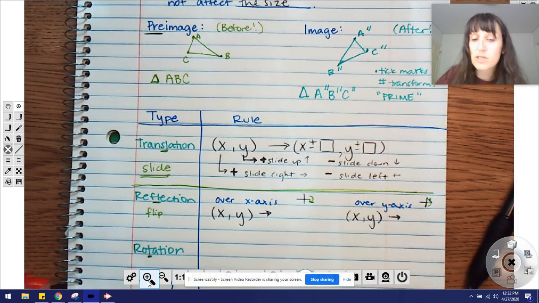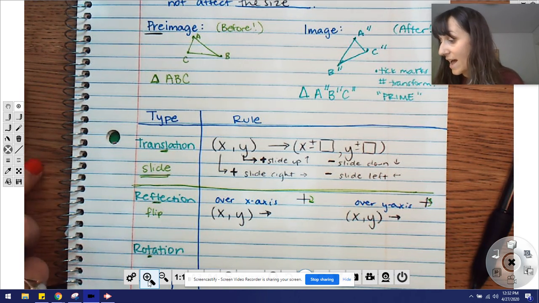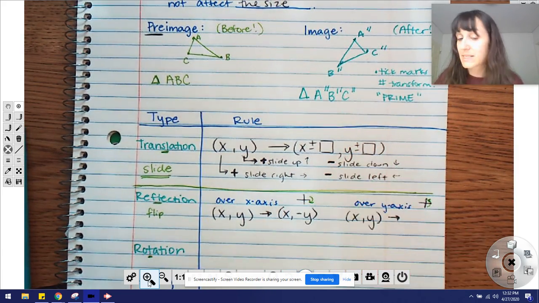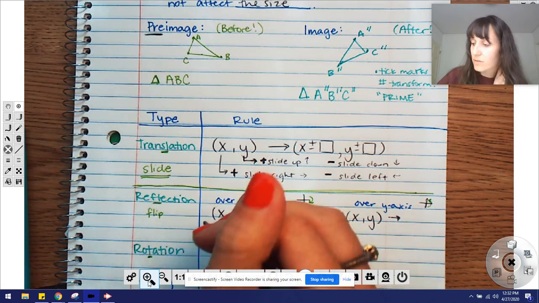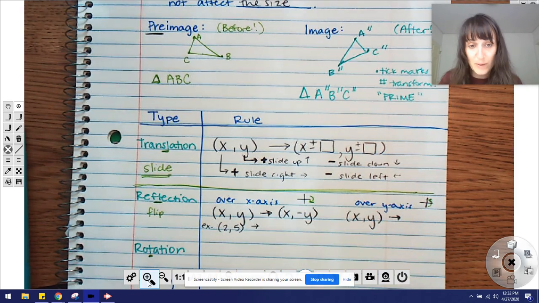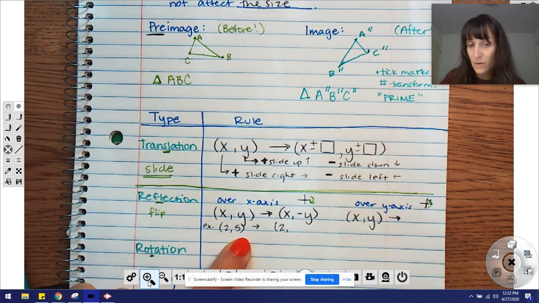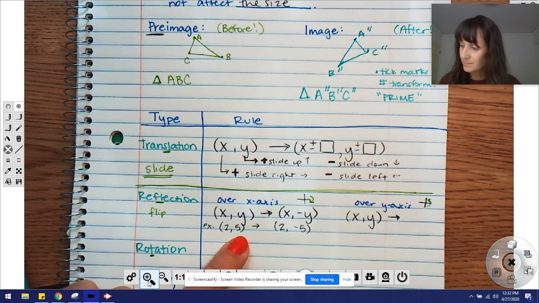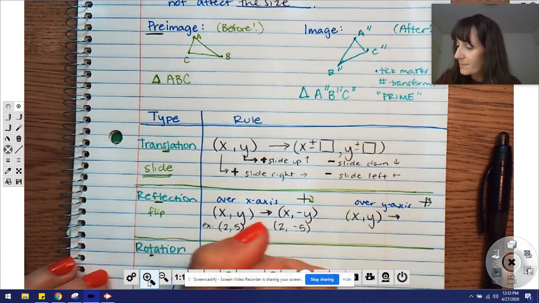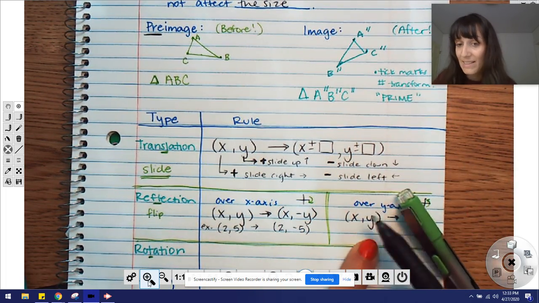From the Desmos, you should have started to see the pattern that when we flip over the x-axis, our x value doesn't change at all, and our y value becomes negative. So for example, if we had the point 2, 5, to flip that point over the x-axis, the x stays the same, and the y becomes opposite. To flip it over the y-axis, the y stays the same and the x becomes opposite.